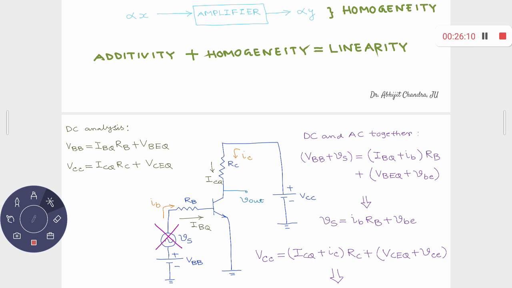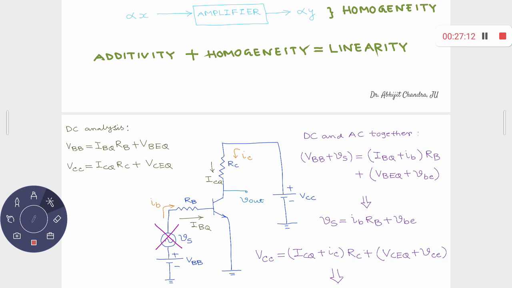Then if I go for the DC analysis, what are the different KVL equations? VBB is equal to IBQ times RB plus VBEQ. Here I am using this Q to emphasize that it's a quiescent current. That IBQ is nothing but the capital IB, but I am using Q to emphasize that it's a DC current. What about the KVL in the output loop? VCC is equal to ICQ times RC plus VCEQ. These are the equations which you have already encountered in your last unit: VBB is equal to IBQ times RB plus VBEQ, and VCC is equal to ICQ RC plus VCEQ.